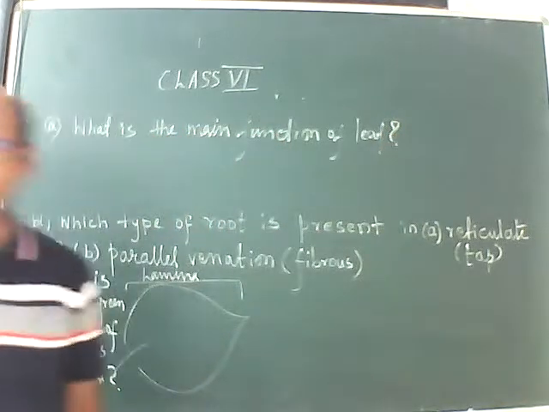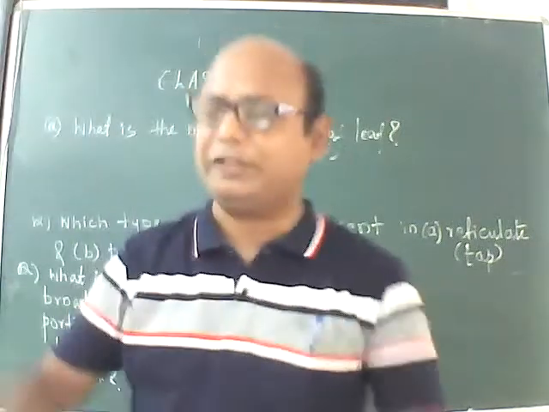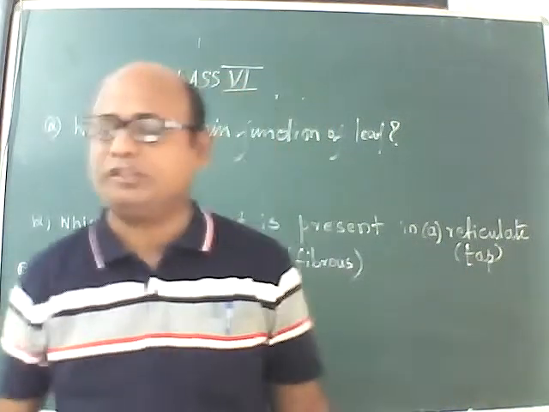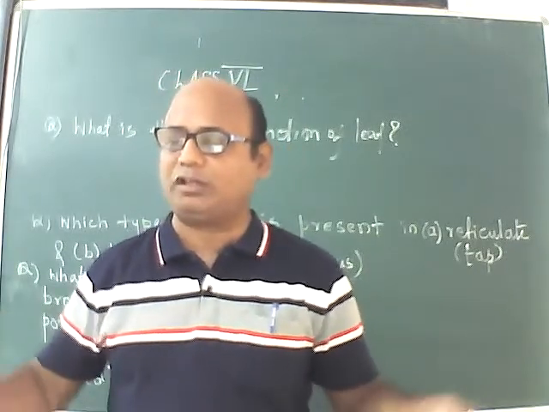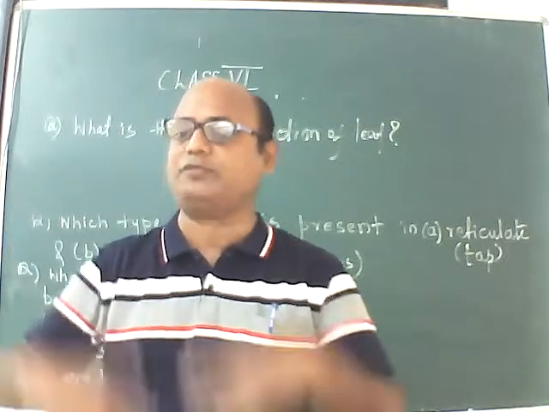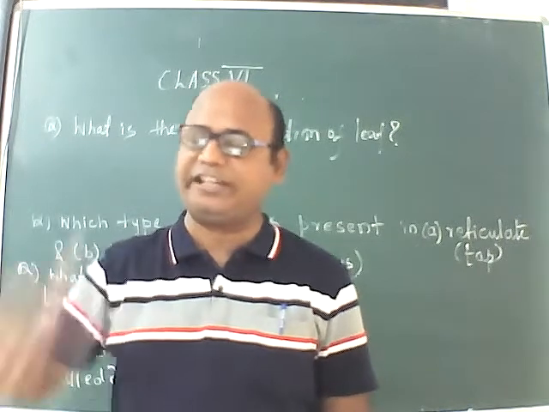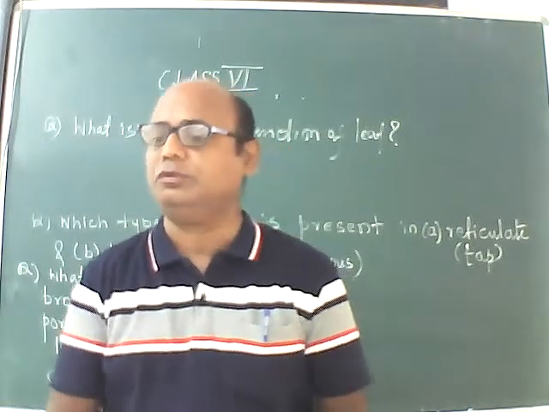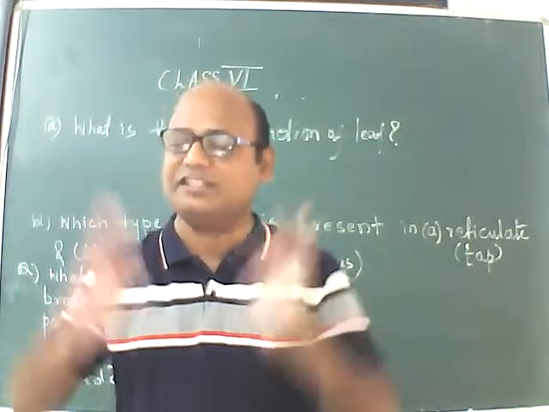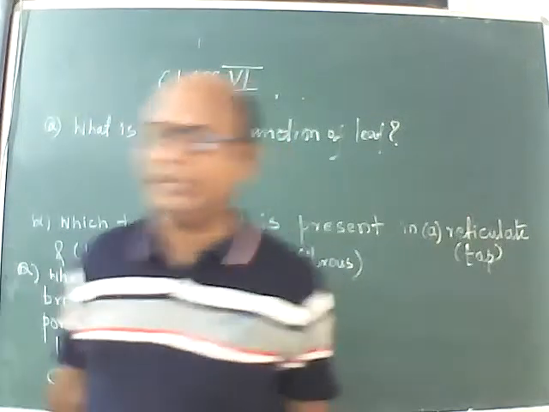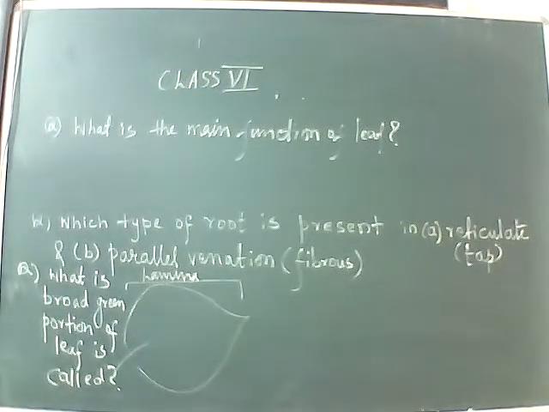To prepare food in the process of photosynthesis. Plants take in carbon dioxide from air. This carbon dioxide enters the leaf through stomata. They take water from roots, it passes to the stem, and from the stem to the leaves. Water and carbon dioxide combine in the presence of sunlight trapped by chlorophyll to give sugar, that is glucose, that is food, and oxygen is given out in this process. Okay, so the main function of the leaf is photosynthesis.